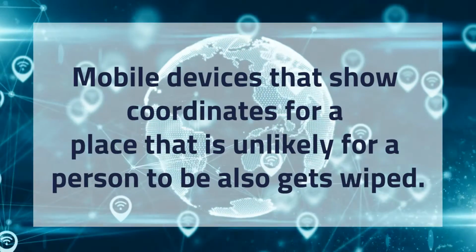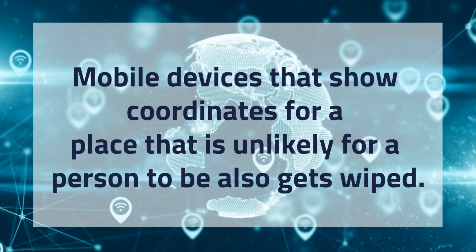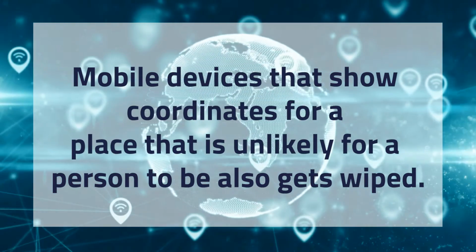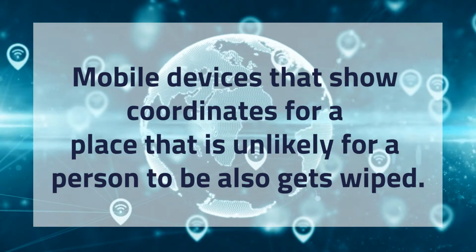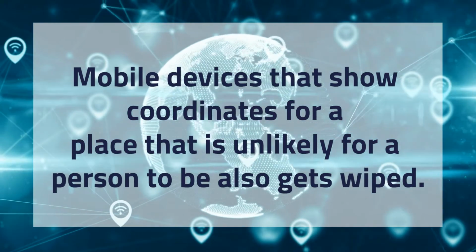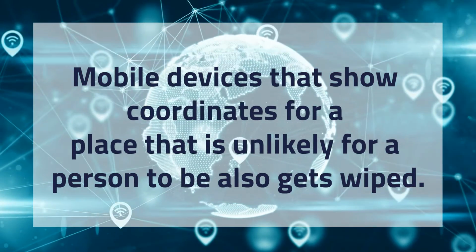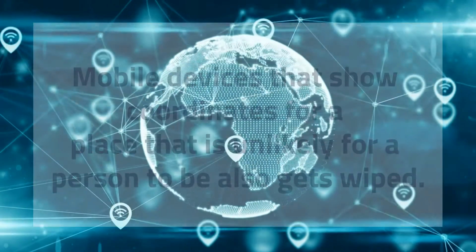Mobile devices that show coordinates for a place that is unlikely for a person to be also get swiped. So for example, if a person shows up with their mobile phone in the middle of the Pacific Ocean, chances are that that person is not actually in the middle of the Pacific Ocean, and that targeting data is also wiped. What's interesting about hyperlocal data is the way in which it's used.